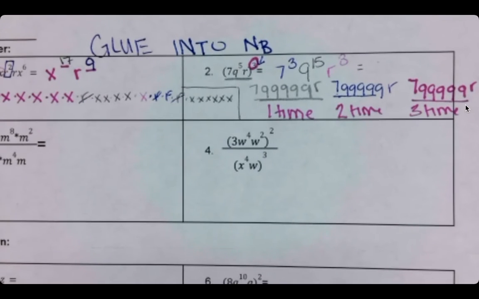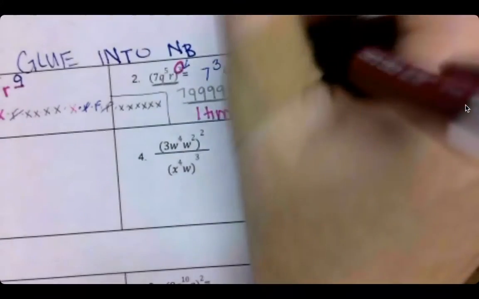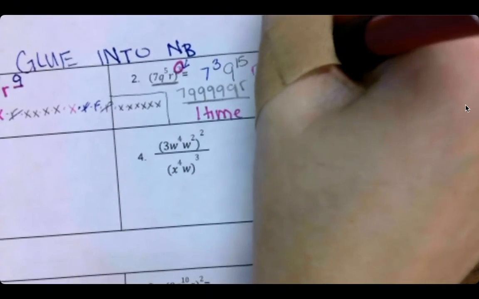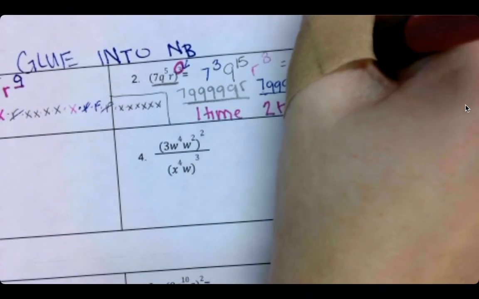All right, so we can stick with that, or 7 times 7 times 7, which, like I was saying before, I believe is 343. Yes. Or you could write this as 343 q to the 15 r to the third. Either way, they mean the same thing.